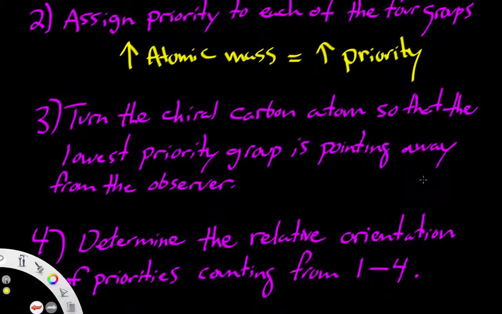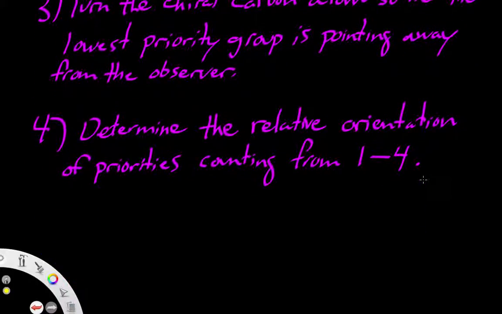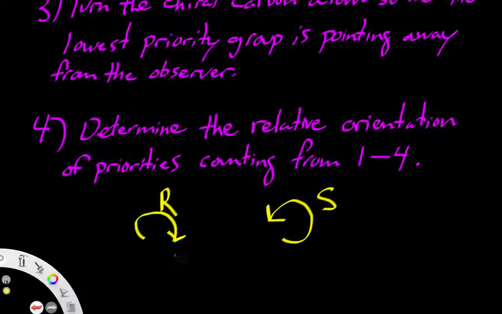Now 3, turn the chiral carbon atom so that the lowest priority group is pointing away from the observer. This is something that we try to do, but we're not always able to do that. And when that's the case, we can just use an inversion rule, and we'll be going over that shortly. And 4, determine the relative orientation of priorities, counting from 1 to 4. So what does that mean? Well, if we're counting from 1 to 4 and we move in a clockwise direction, we will have an R configuration. And conversely, if we are moving in a counterclockwise direction, we will have an S configuration.